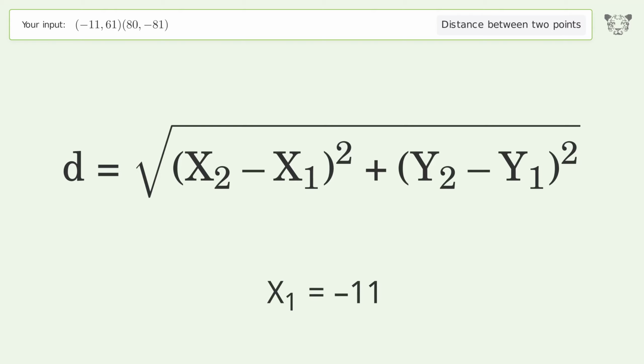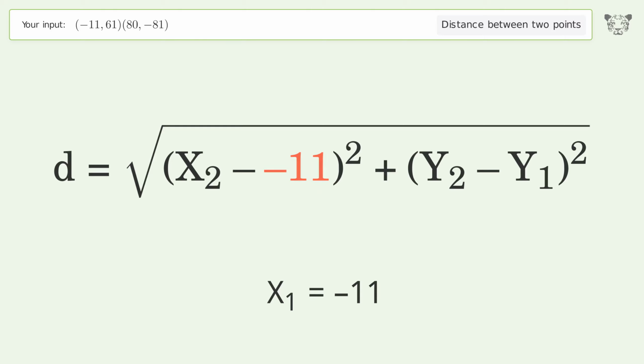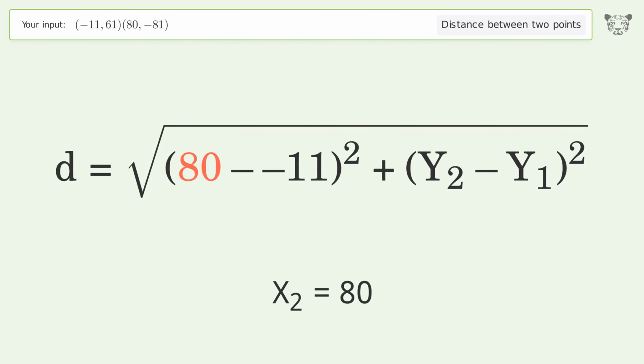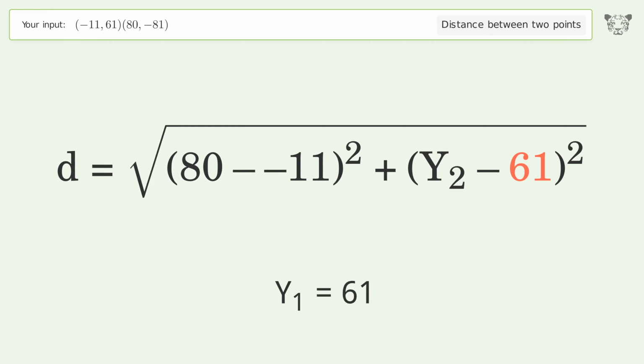x1 equals -11. x2 equals 80. y1 equals 61. y2 equals -81.